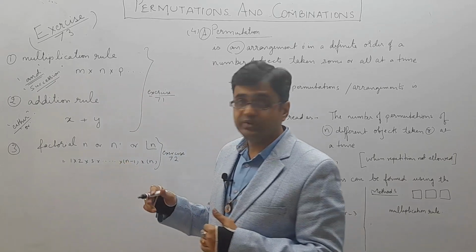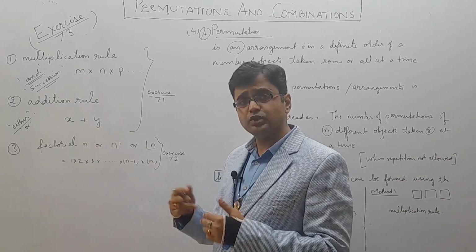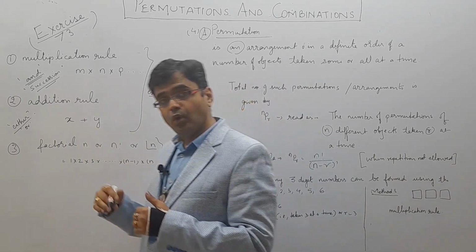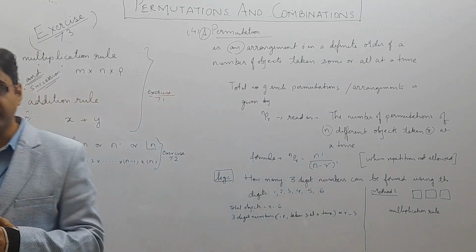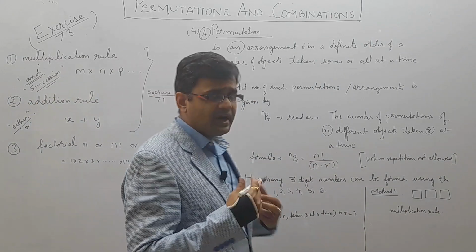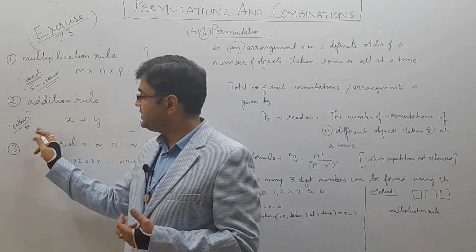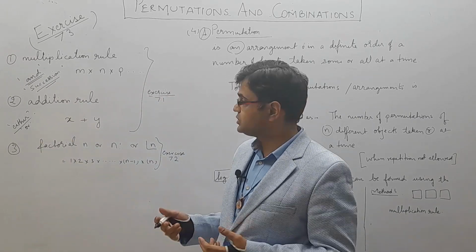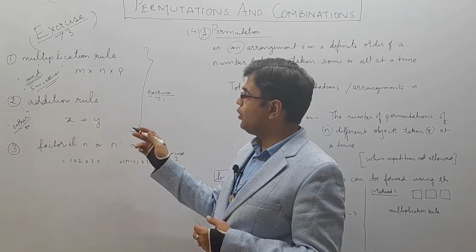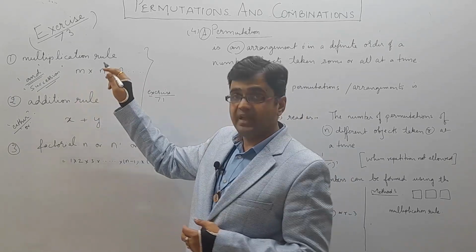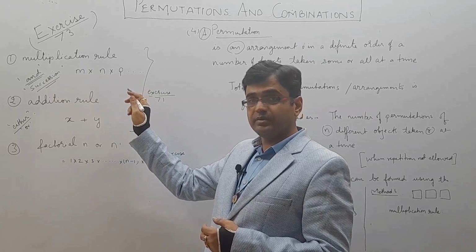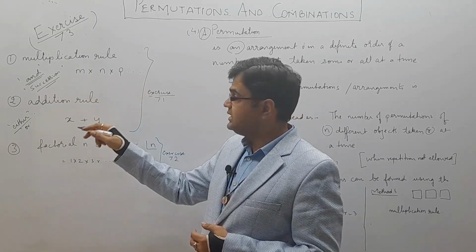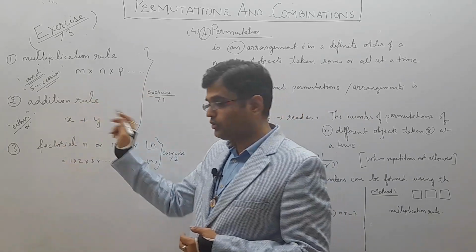So the total number of ways in which x is occurring and y is occurring, not simultaneously, separately and independently. How do we identify that? Basically it is identified with the help of the words either or. So either x will take place or y will take place. Here m will take place and n will take place, both will occur together. Here either x will take place or y will take place.